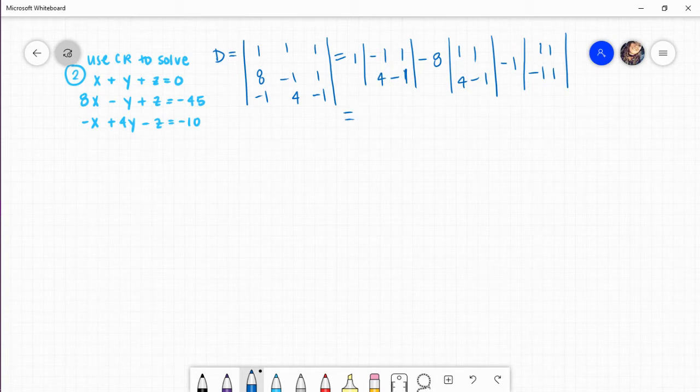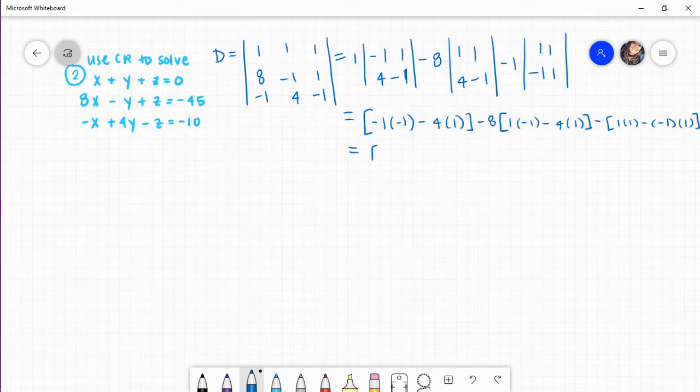Okay, so let me go ahead and do this. I would have 1 times the determinant here, which is -1 times -1 minus 4 times 1. Then we have a -8 times the determinant here, which is 1 times -1 minus 4 times 1, then negative times this determinant, which is 1 times 1 minus a -1 times 1. And so what we get here: 1 times 1 is 1, signs are the same, so it's positive. 4 times 1 is 4, signs are different, so it's negative. We have our -8, open up your bracket. 1 times 1 is 1, signs are different, so it's negative. 4 times 1 is 4, signs are different, so it's negative.